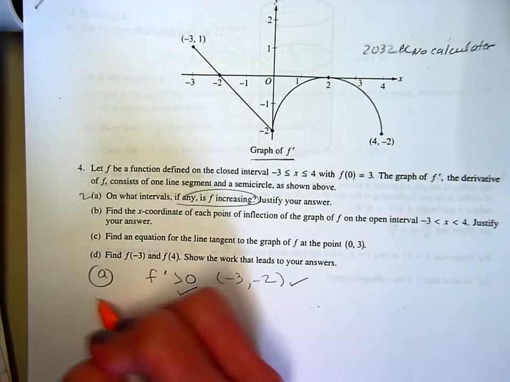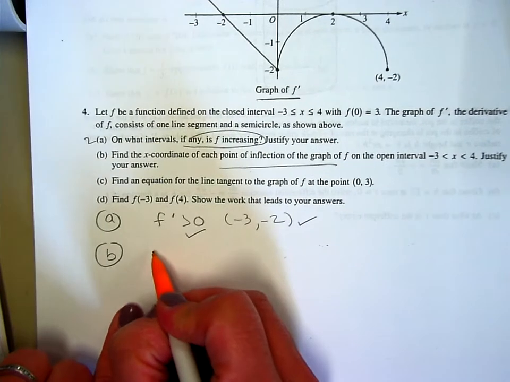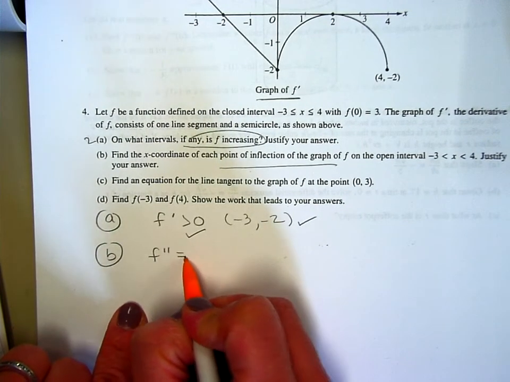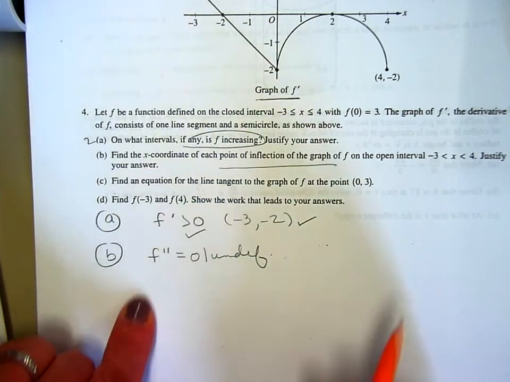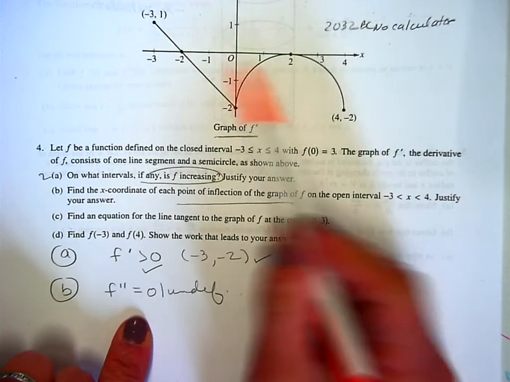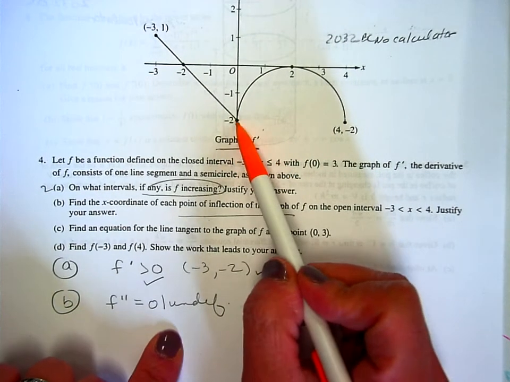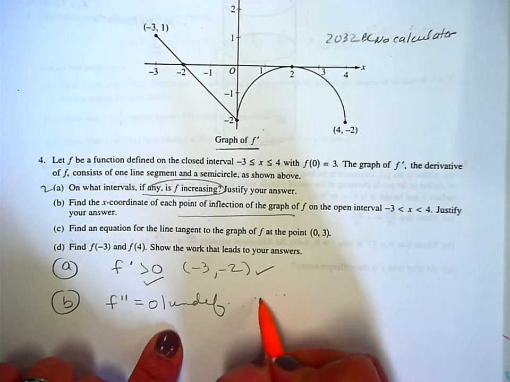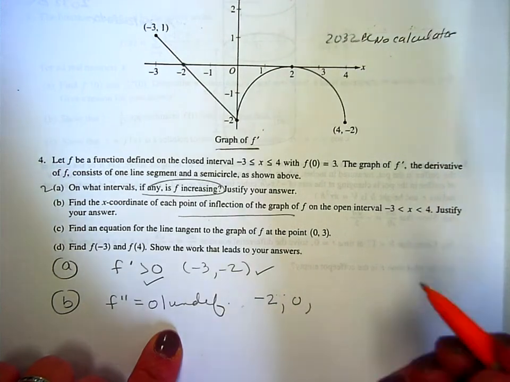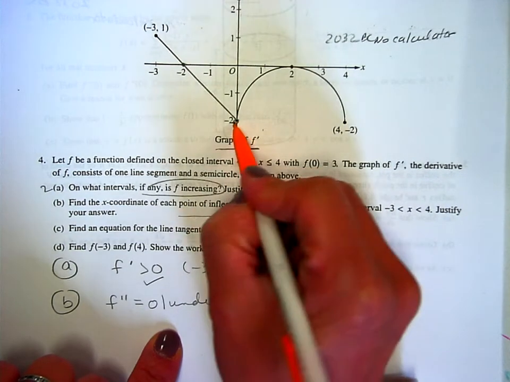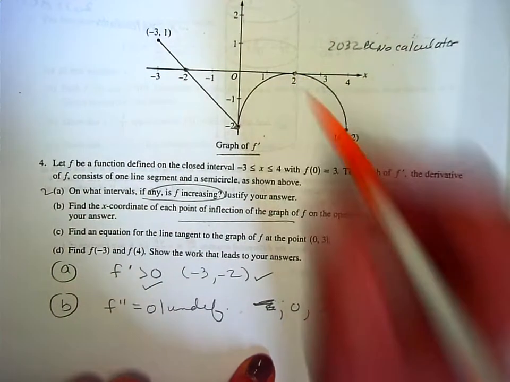Okay, part B, find points of inflection of f. So I know points of inflection only occur where the second derivative of the function is 0 or undefined, and the sign changes. So let's look at where the slope of this graph, the second derivative, is 0 or undefined. I'm sorry, not at -2. I see at 0 the slope is undefined because it's a corner. I see at 2 there's a slope of 0 because I have a horizontal tangent.